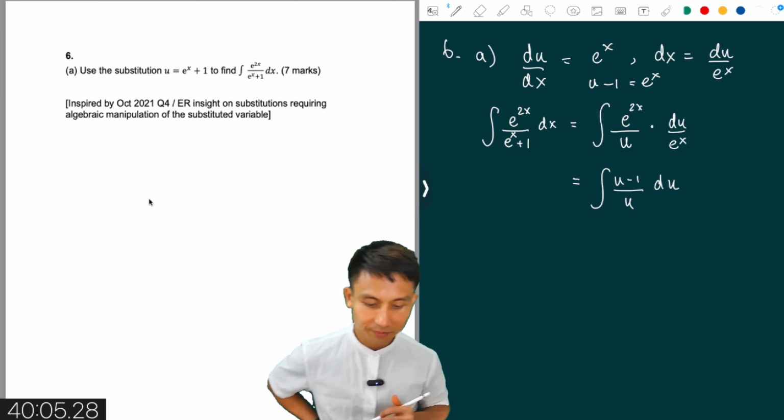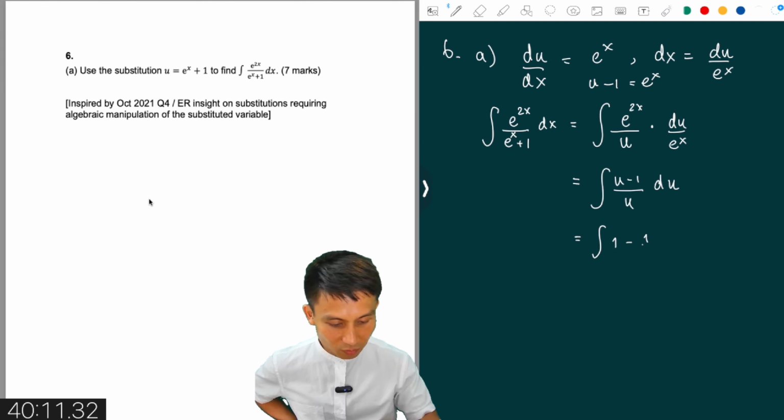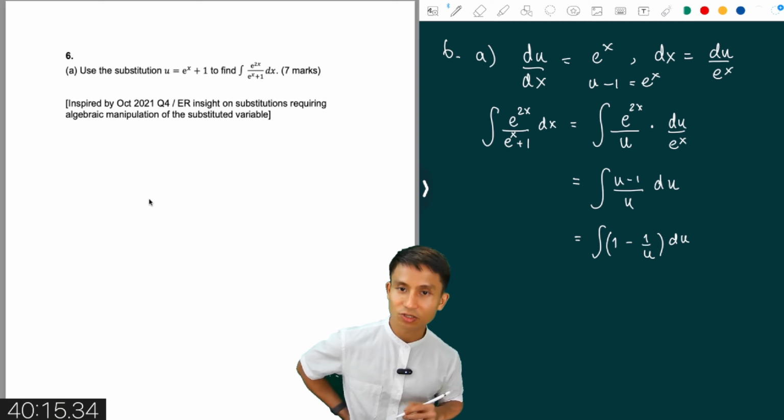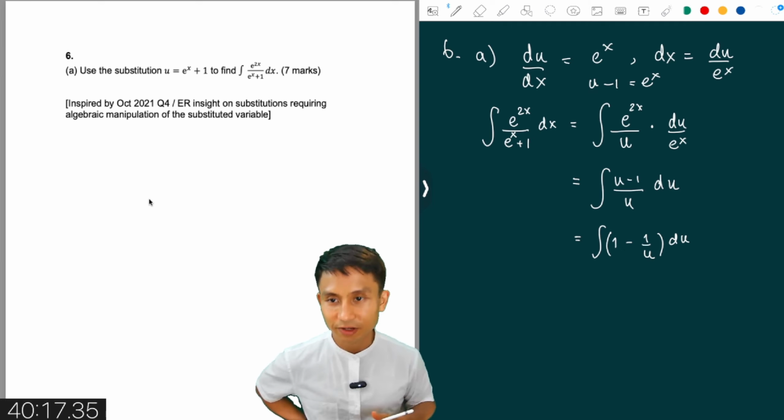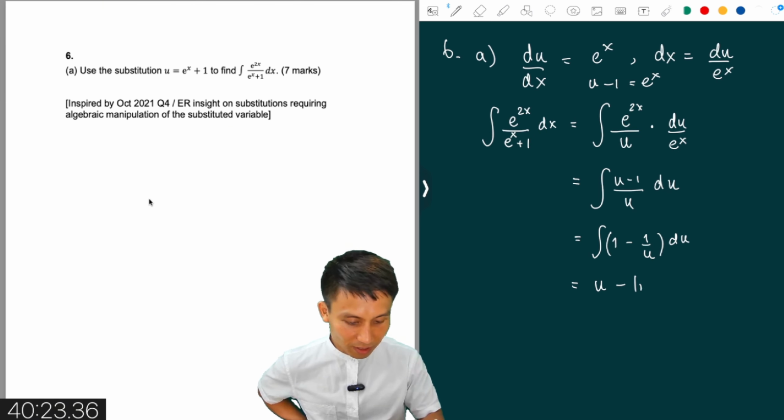All right. And now this is just normal power rule, don't forget. It's just integral 1 minus 1 over u. So we can do a split integration there using the distributive property of integration. So integrating 1, we get u. Integrating 1 over u, we get a minus ln u here. Okay, plus c.